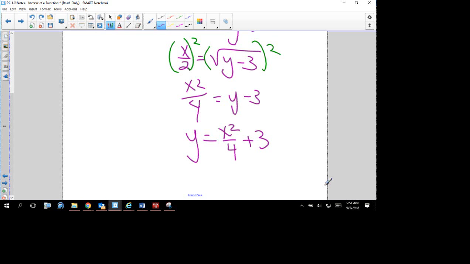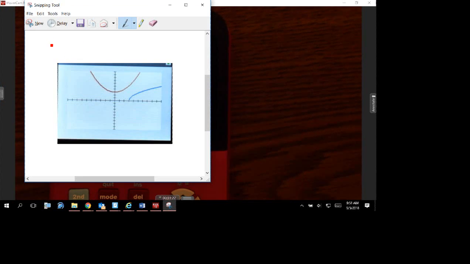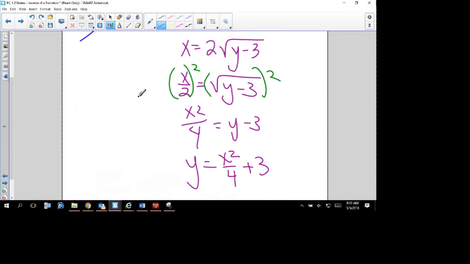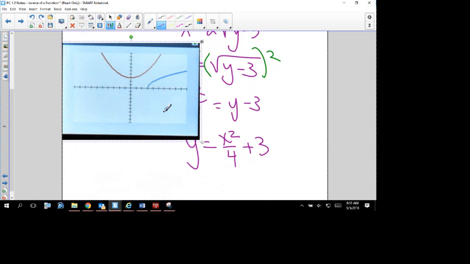I'm going to use my graphing calculator to make this go a little faster. In your homework, you're going to graph it as well. But for right now, we'll just look at the graph. There's my original square root. There's my inverse. What's wrong? Logan, do you know? Well, one's a parabola. Right. It's not completely accurate.